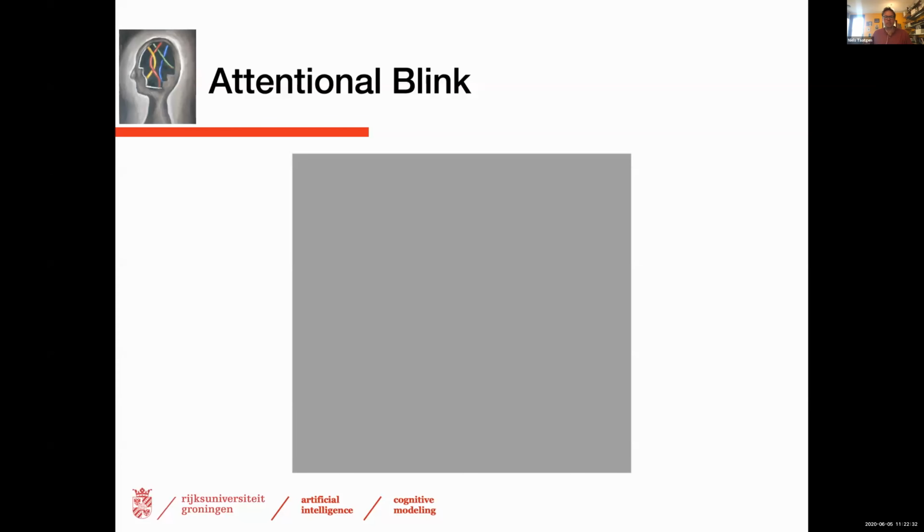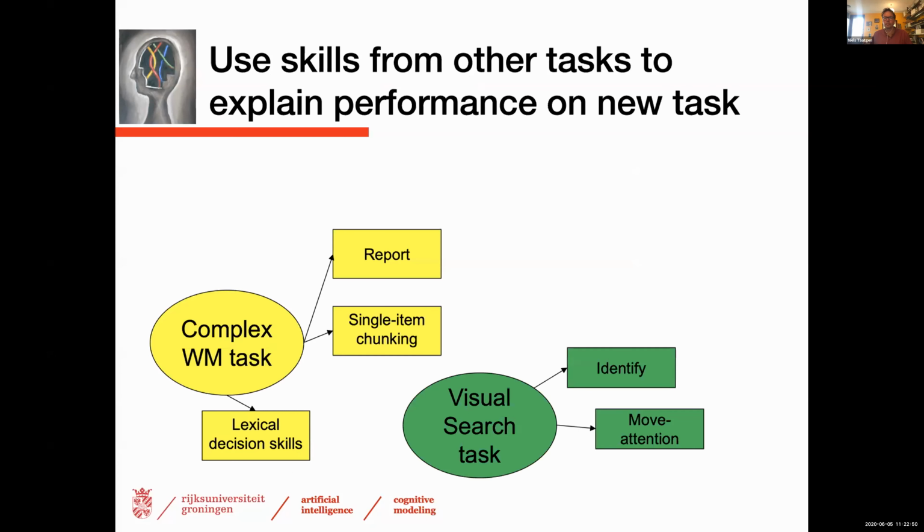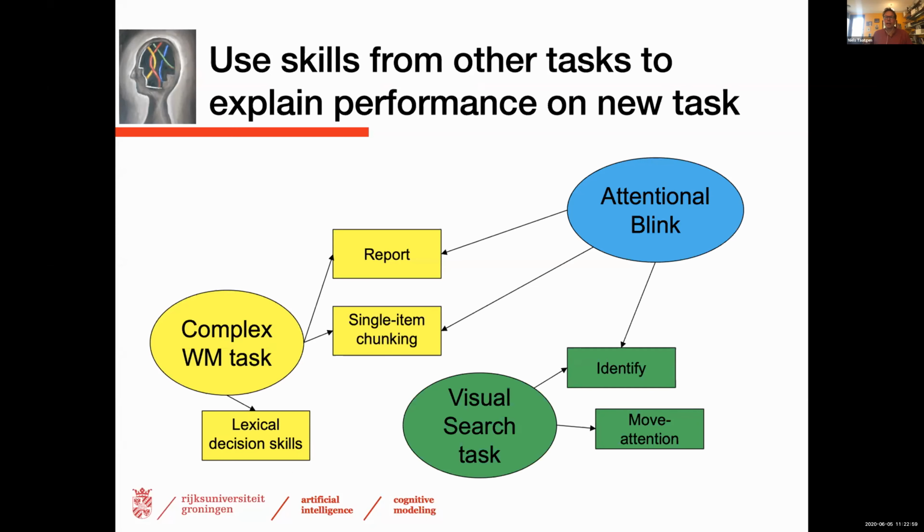So we took the skills from the complex working memory task because we asked people to identify letters. We assume here that people do some sort of single item chunking, so they just chunk the items one at a time. So we need the report skill and the single item chunking. We need the visual search task to identify targets. We don't need to move attention because we keep our attention in the middle of the screen. We take those 3 skills, reporting, single item chunking, and identifying, and that is the attentional blink model. We don't need to add anything at all, except tying these skills together in order to get a model of attentional blink.